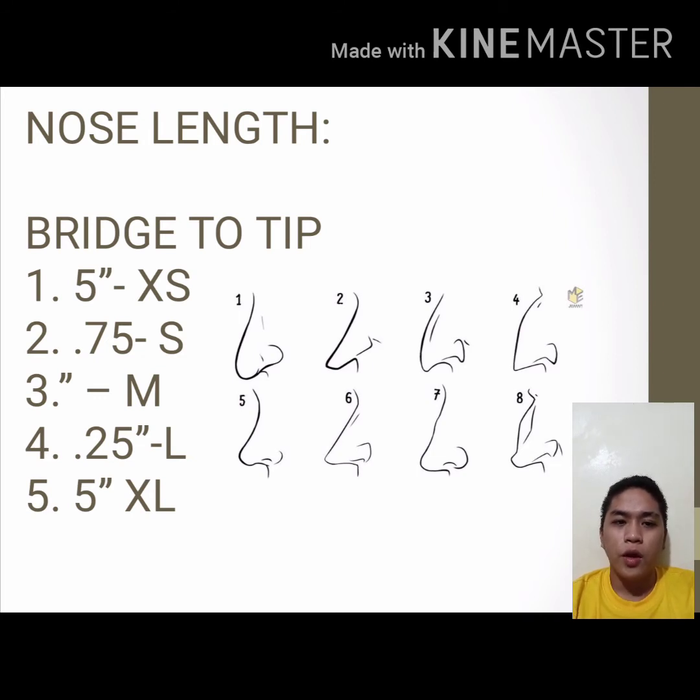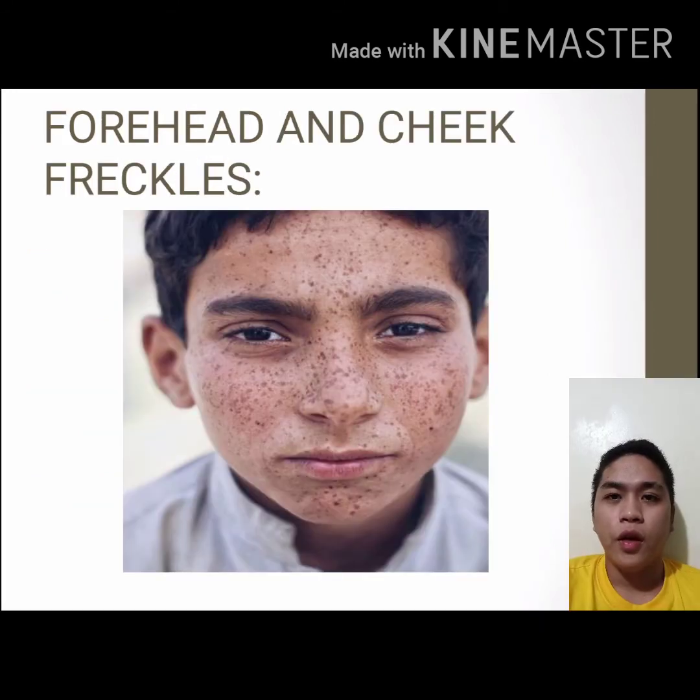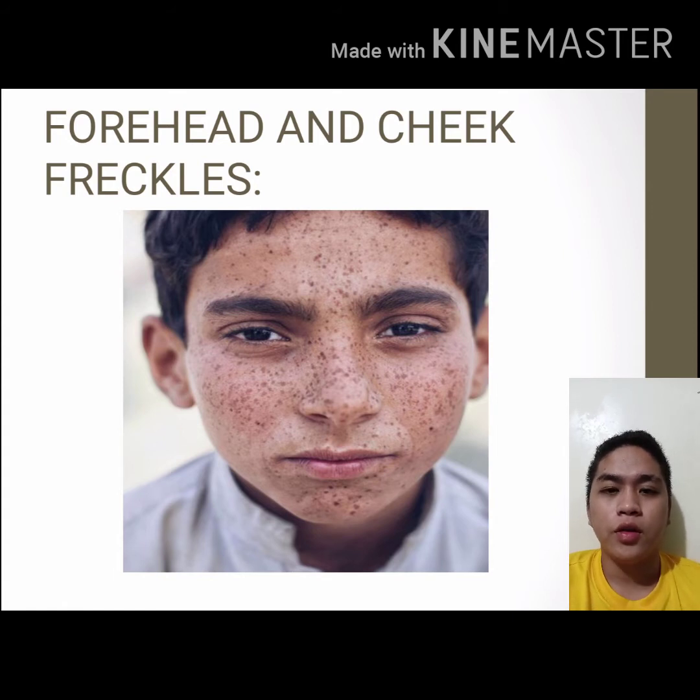Number 1 is extra small. Number 2 is small. Number 3 is medium. Number 4 is large. Number 5 is extra large. The forehead and cheek freckles are examples of the many marks of the face.